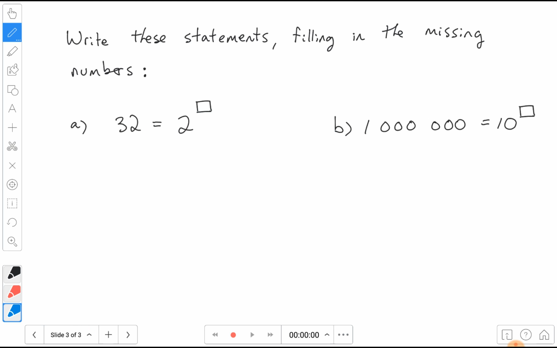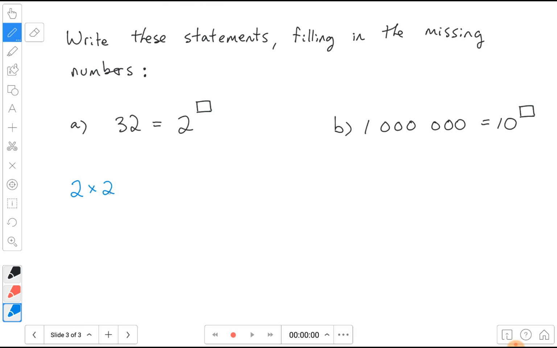So let's write these statements, filling in the missing numbers. So 32 equals 2 to the power of something. So what that means is 2 times itself, how many times, will give us 32. So we'll just write out 2 times itself, keep a tally of what the total is, and then see how many we need. So 2 times 2, that's where we start.